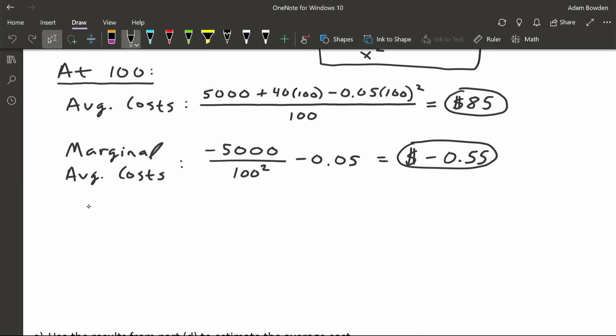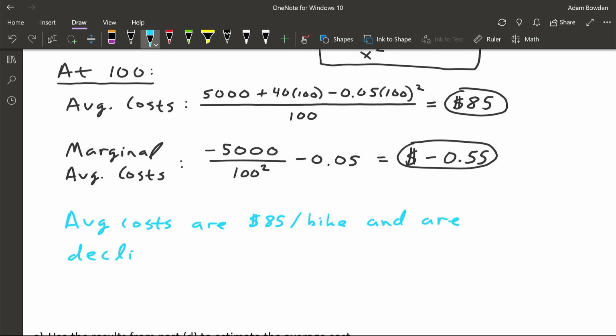So what this means is that average costs are $85 per unit, and these average costs are declining by basically 55 cents per unit when 100 are produced.